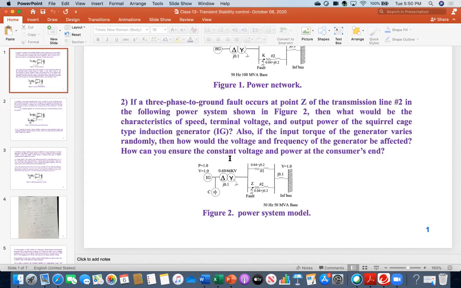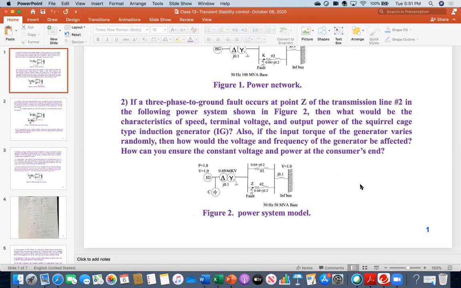You see, the consumer's goal is to get always constant voltage and power. So this is the common nature. As a customer, we don't want to know what is happening this side. My goal is to get constant voltage and power. So therefore, it is the duty of the distributor or utility company to put energy storage device so that the customers are not affected. So the answer would be, I can ensure the constant voltage and power at the consumer's end by connecting energy storage device. So everybody, could you follow me?